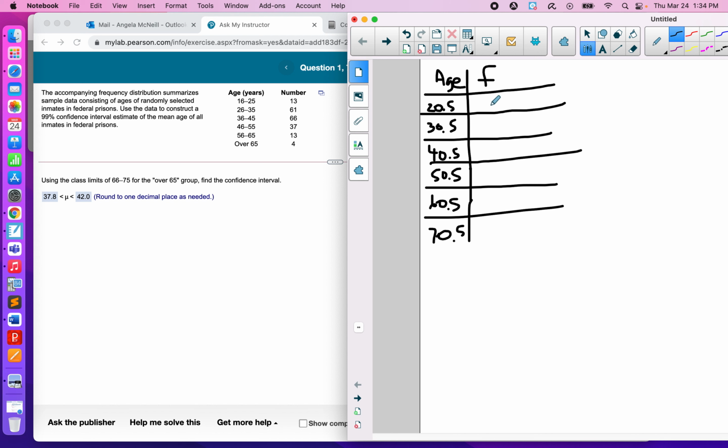And our frequencies, as you see in the picture, are 13, 61, 66, 37, 13, and 4. If we were to try to see if this is normal, let's think about this. If we made a quick histogram of our data, it looks like it's kind of normal. It's not exactly normal, but it's normal enough for our mean.